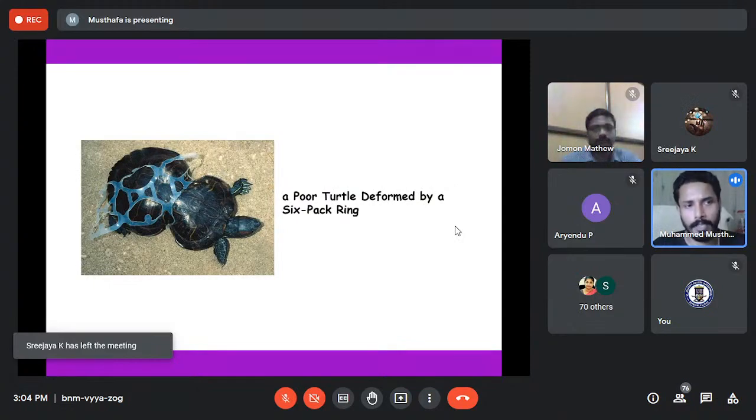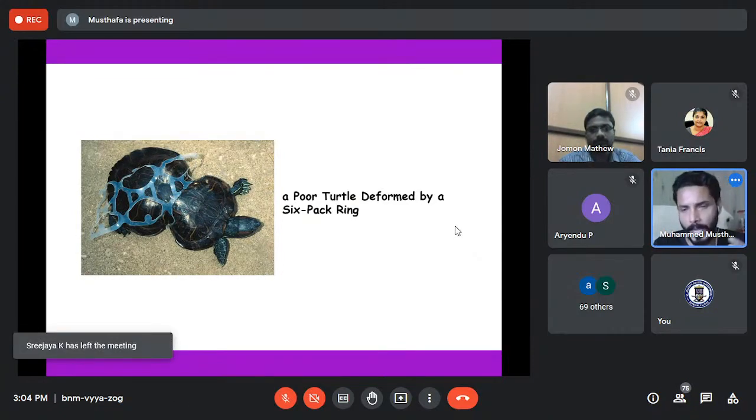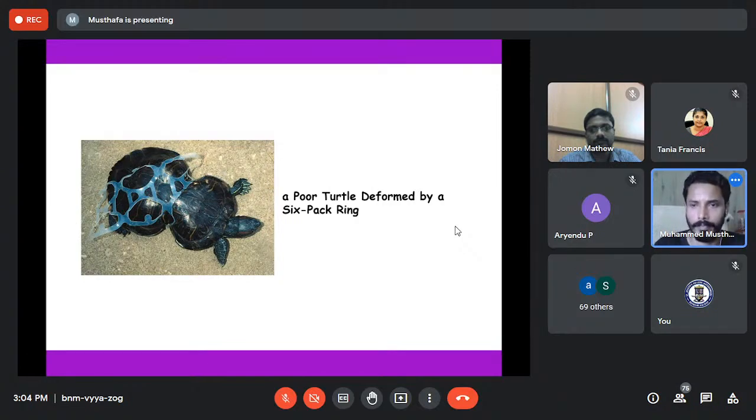You might have seen this picture. This poor turtle, when it hatched out of its egg, got trapped in a plastic ring, and it had to grow up in the ocean with that plastic ring around its body. And you can see the middle portion got deformed. This again shows our casual indifference to the future of other species thriving in this ecosystem.